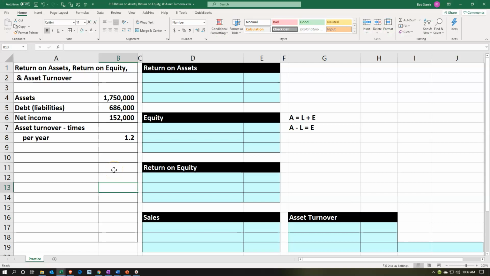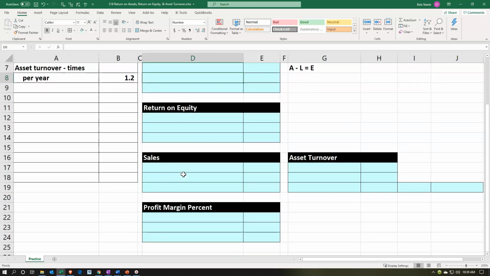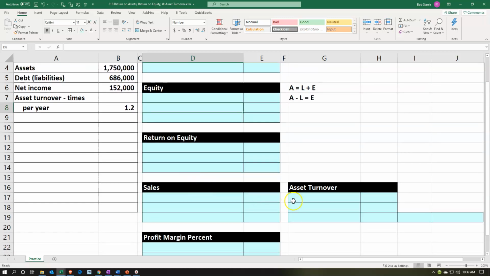Here we are in Excel. We have our information on the left-hand side. We're going to put that into our blue area, into our worksheets on the right-hand side. We'll be calculating the return on assets, equity, return on equity, sales, profit margin percent, and we'll be using the asset turnover in order to calculate this sale.